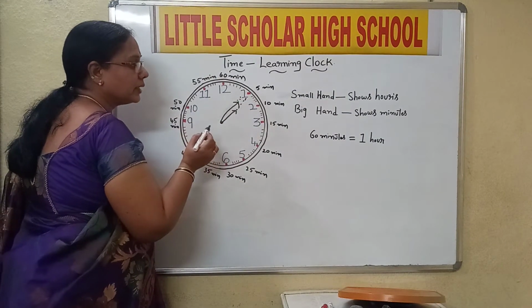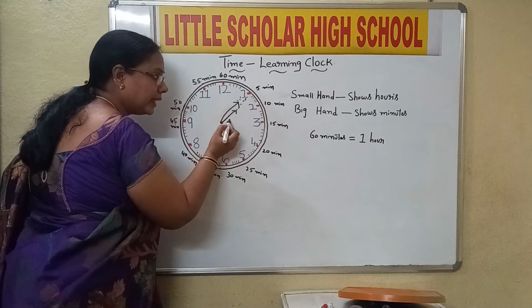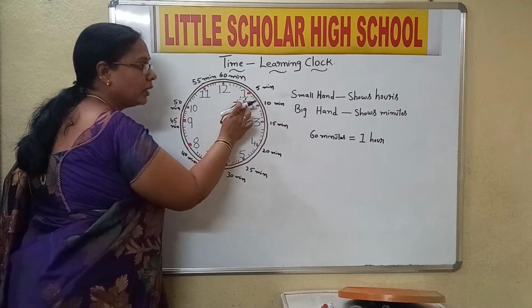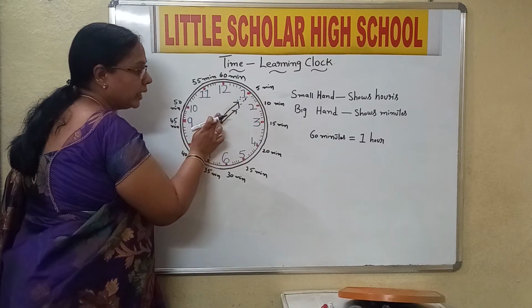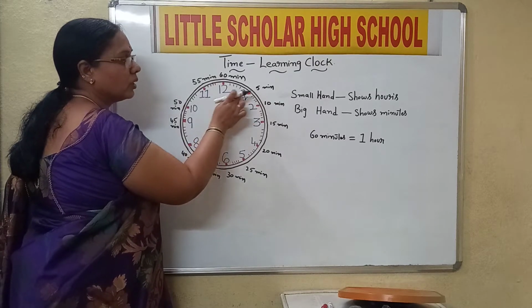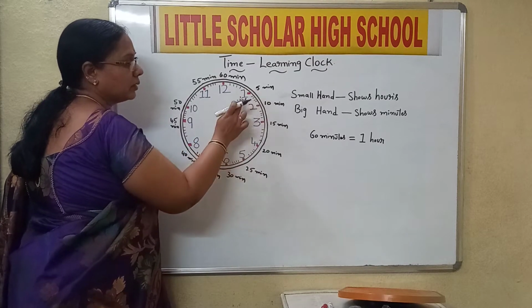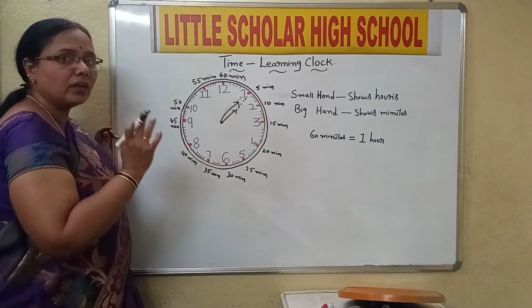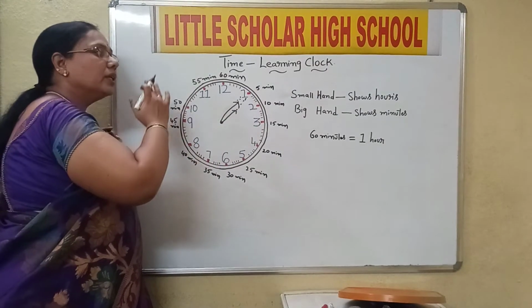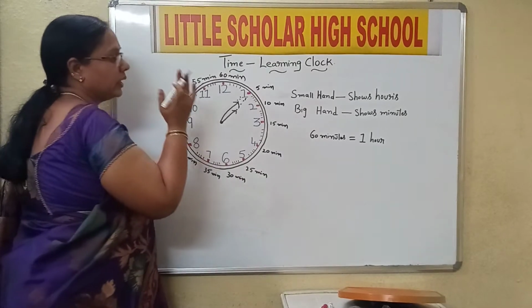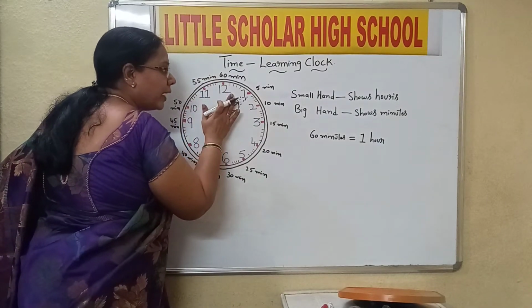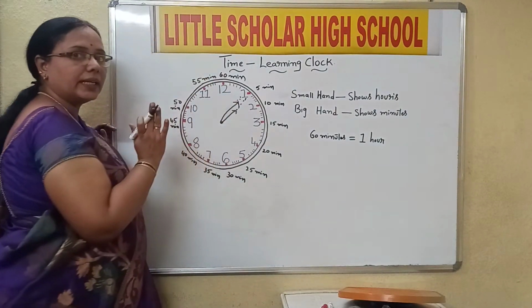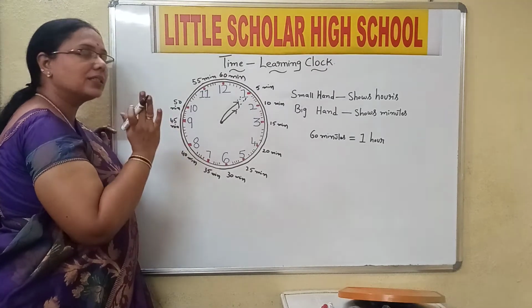That means what is the time now? The small hand is indicating the hour. What is that hour? 1 o'clock. And this big needle is indicating the minute. So what is the minutes? 5 minutes. That means 1:05. What is the time now? 1:05. That means 5 minutes over. That is, we can say 5 past 1.